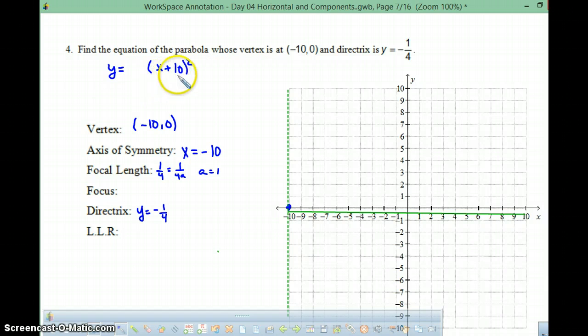So y equals (x plus 10) squared. Where's the focus at? The focus is at -10. It has to be on that axis of symmetry. And it's going to be up 1 focal length, so it's at 1/4. Length of the latus rectum? Well, let's see. That's going to be the absolute value of 1/a. A equals 1, so this equals 1. That means we go out a half on this side. And there is half of our parabola. The other half goes off the graph.